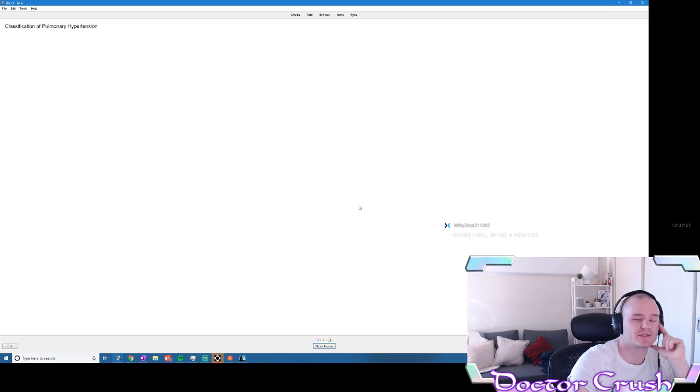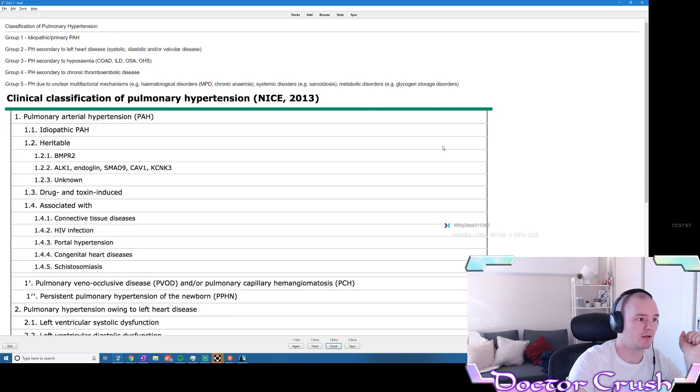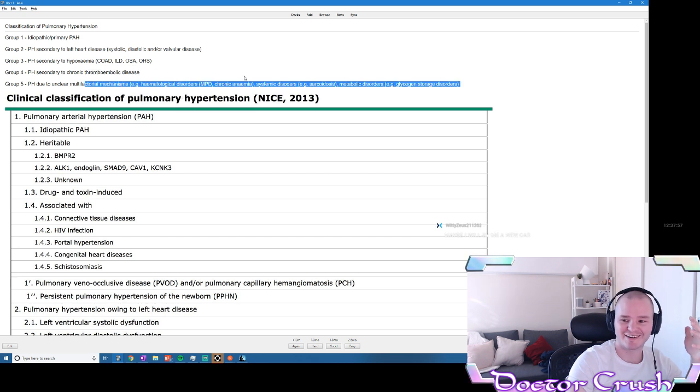Classification of pulmonary hypertension. So there's five types. Type 1 is idiopathic, it just happens. Type 2 is related to left heart dysfunction. Type 3 is hypoxemic. Type 4 is thromboembolic, and type 5 is multifactorial. Hell yeah! I got it! Dude, super stoked! I got that.